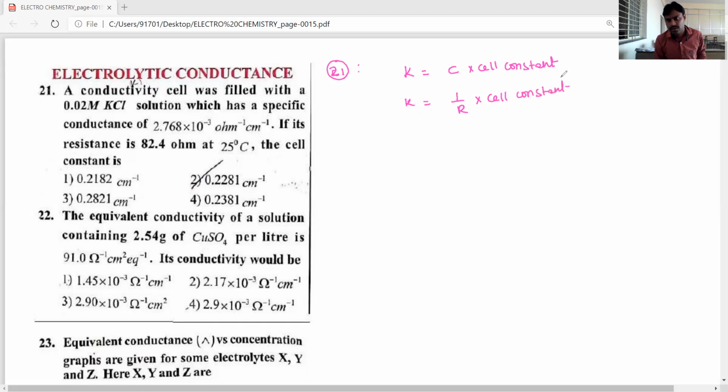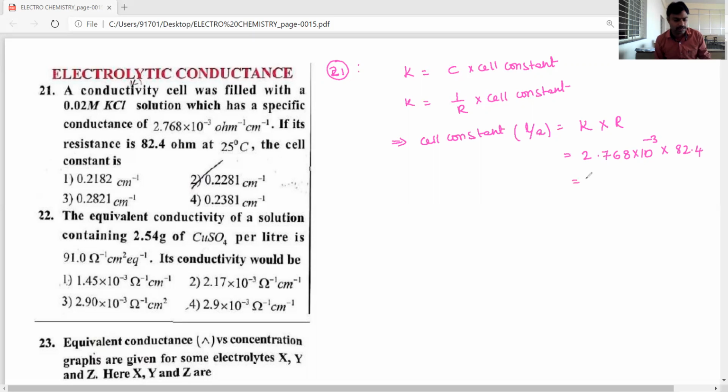So what they are asking in this question is the cell constant. The cell constant is nothing but L by A, which is equal to K into R. K is nothing but specific conductance or conductivity. How much did they give? 2.768 into 10 to the power of minus 3, into the R value. Resistance, how much did they give? 82.4.